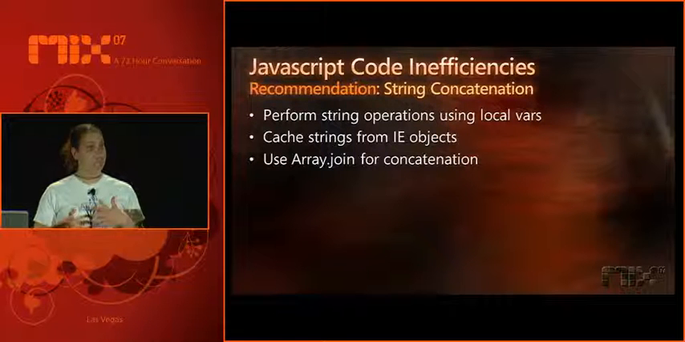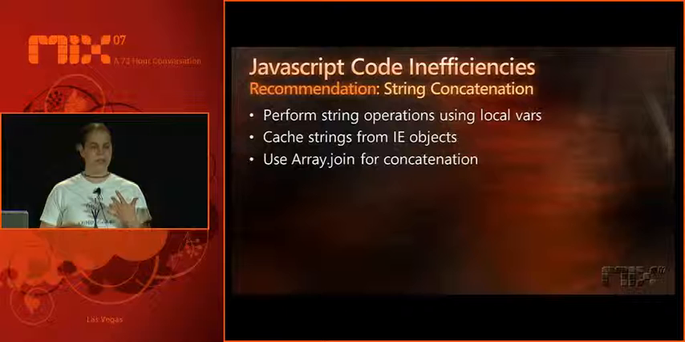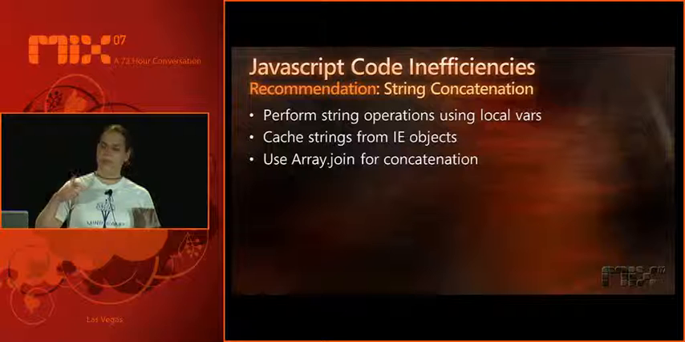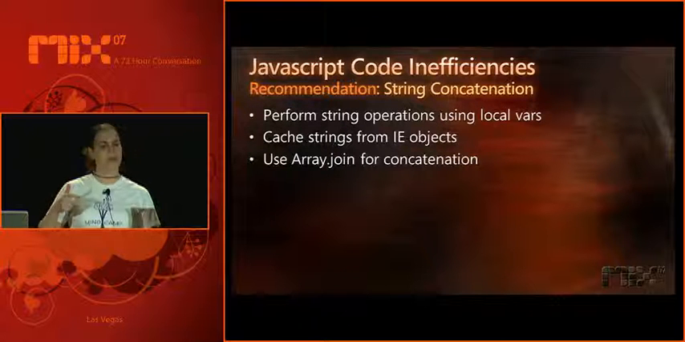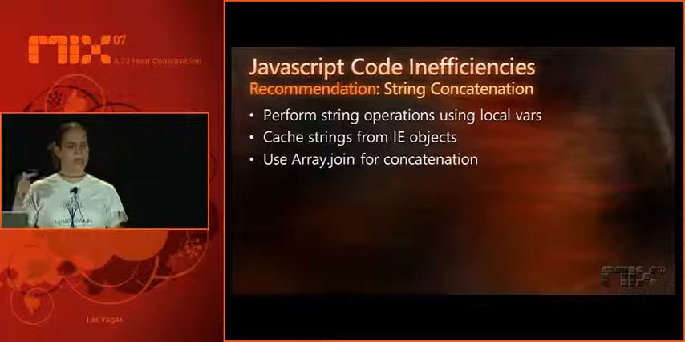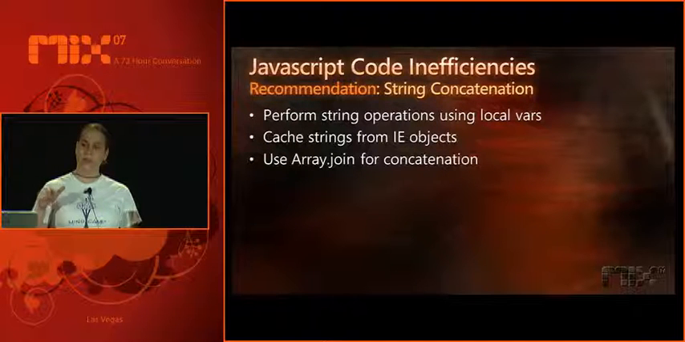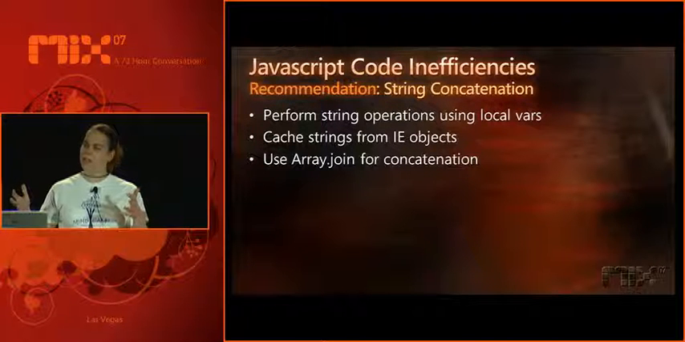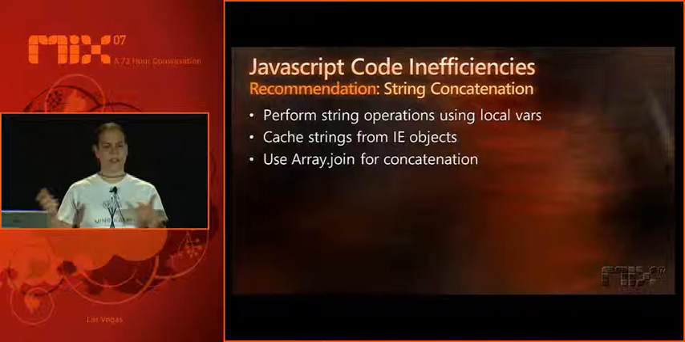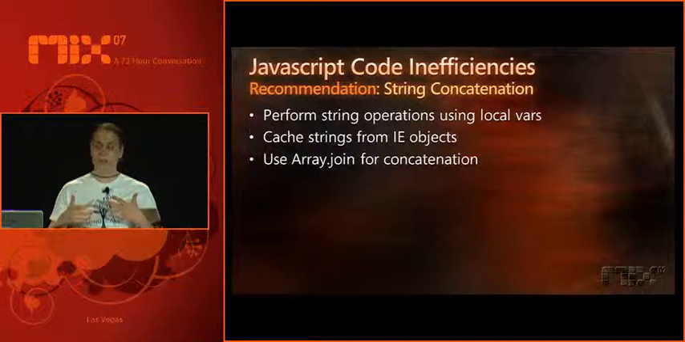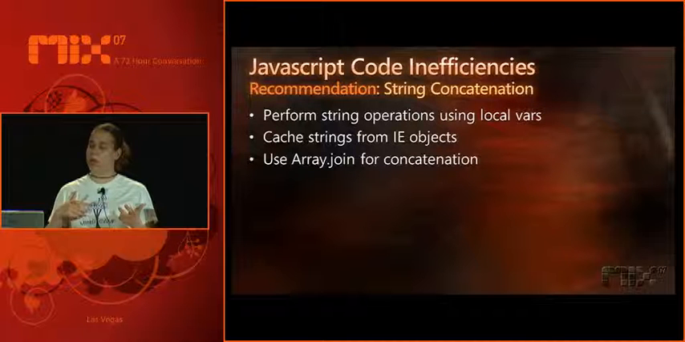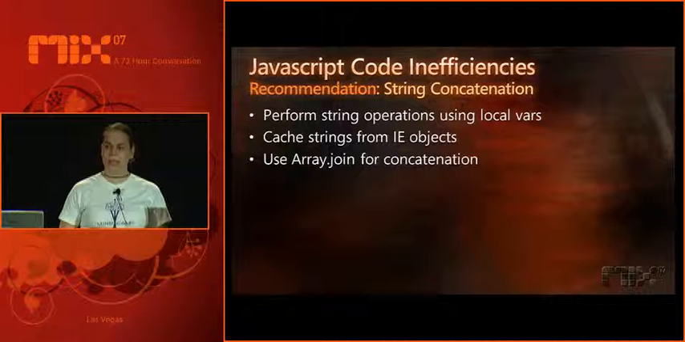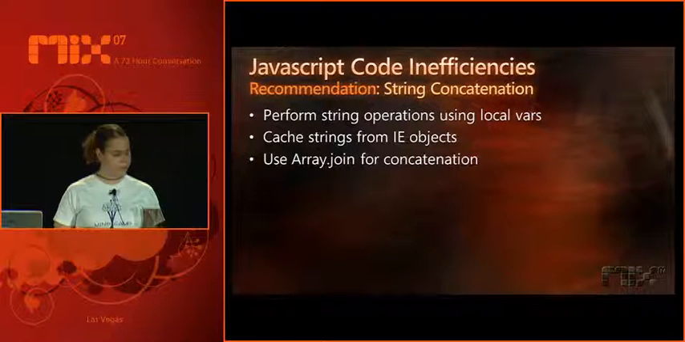So the recommendation here in terms of strings is use local vars when you can. Cache strings from IE objects. If you're getting values from the DOM, take them and put them in a local var. Instead of using DOM objects in concatenation operations, do all your concatenation using local strings and then do a single DOM assignment. The value add there is that you have a single string that you're marshalling between JavaScript and IE, and that winds up providing significant perf improvements.